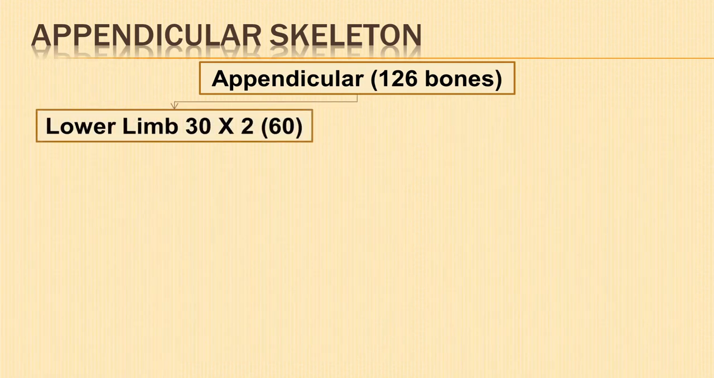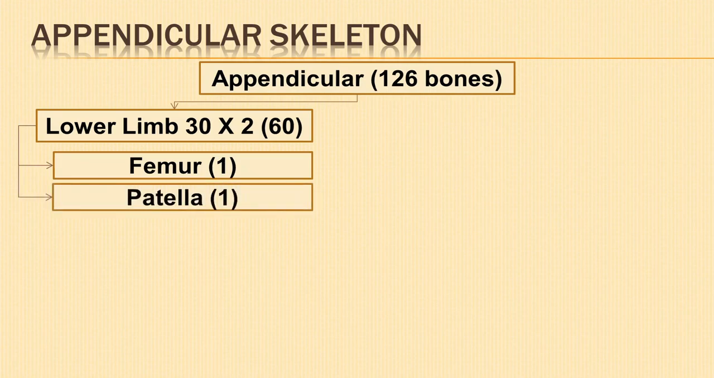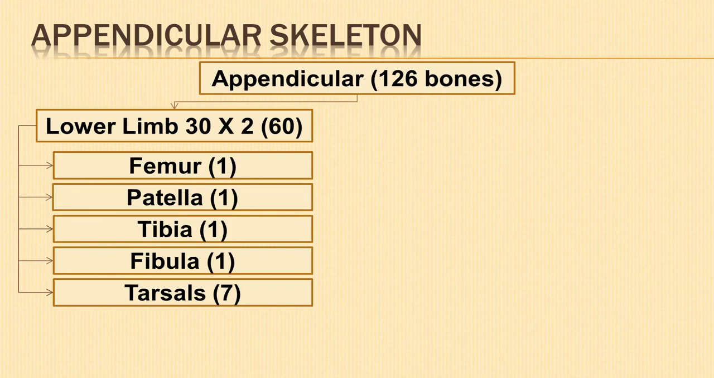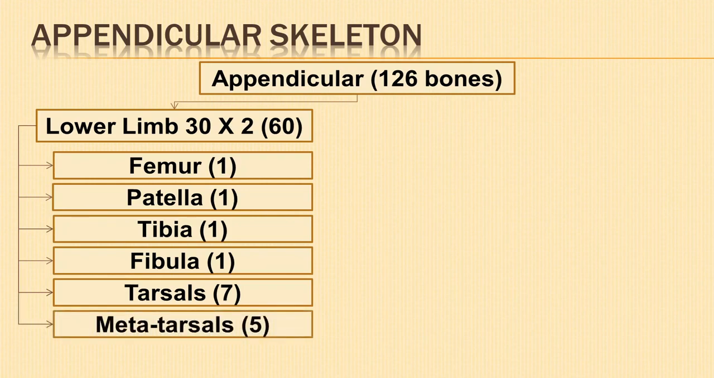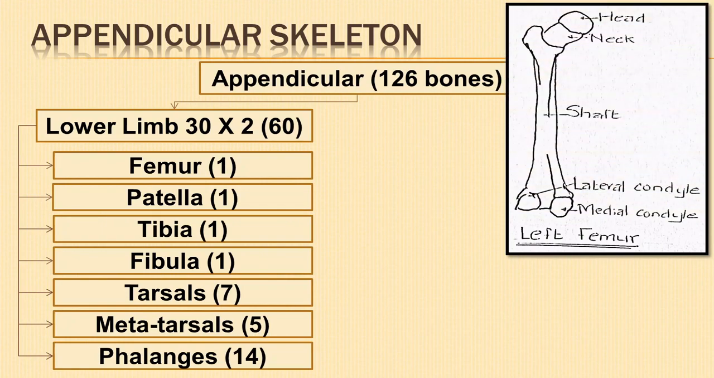Bones of lower limb. Each hind limb consists of 30 bones. Each hind limb has the femur, the thigh bone; patella, the kneecap; tibia and fibula, the leg bones; and foot bones, namely tarsus forming the ankle, metatarsus forming the sole, and phalanges forming the toes. Femur is the longest and the strongest bone present in the human body.